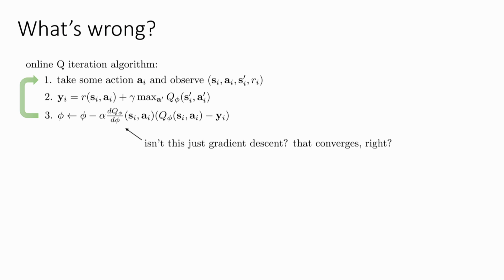There's another problem, which is a little bit more subtle. Remember when I talked about how Q-learning doesn't converge in theory? Looking at the form of this update in step 3, it might seem a little bit puzzling why this wouldn't converge, because it kind of just looks like we're doing gradient descent, right?